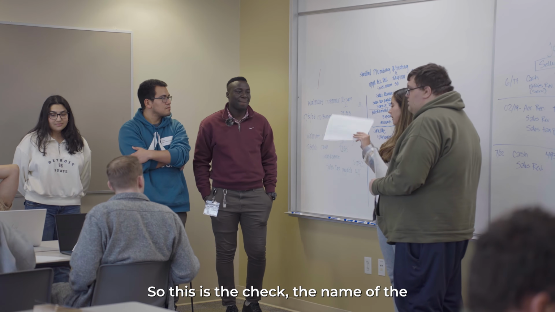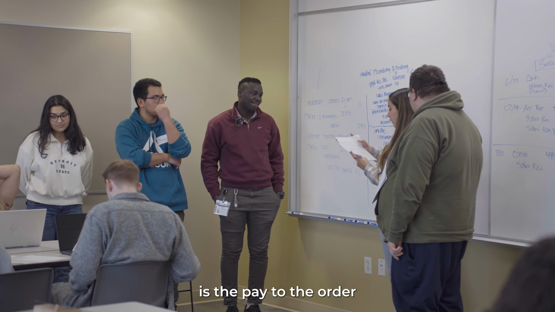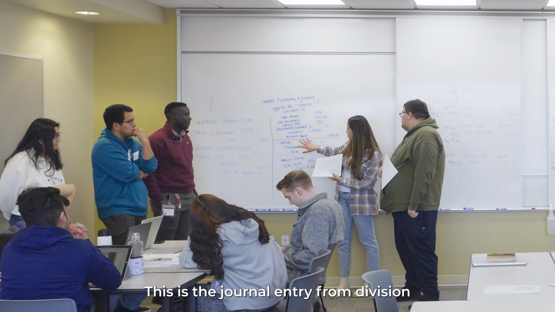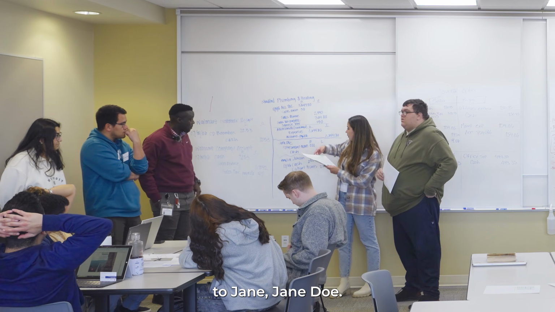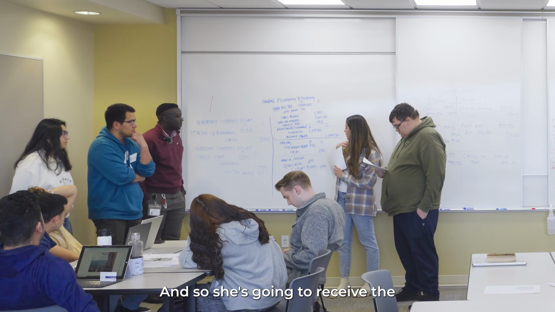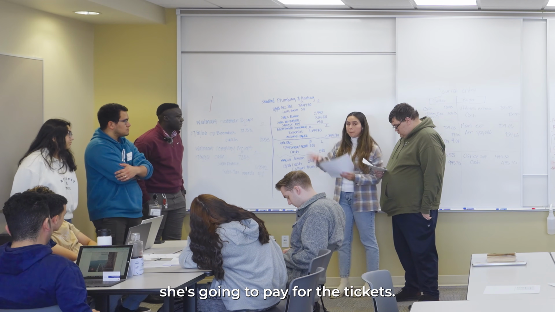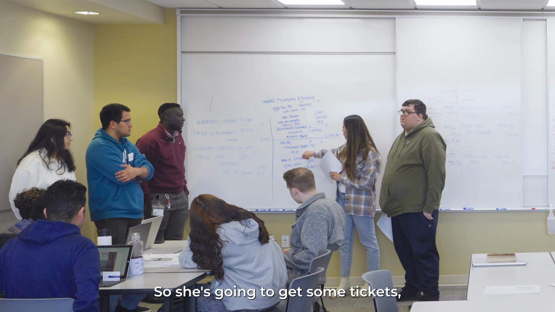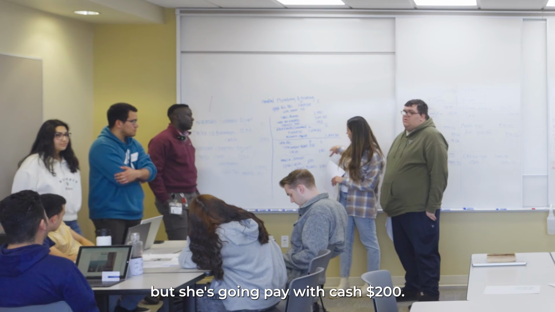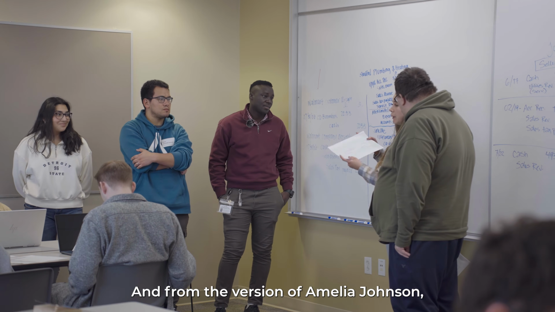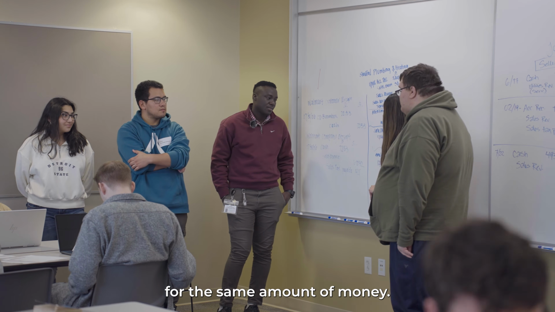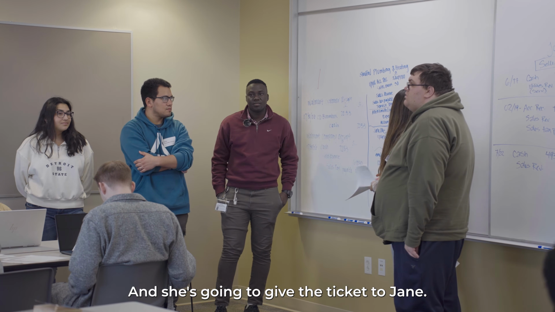So this is the check. The name on it is, pay to the order of Amelia Johnson. This is the journal entry from Division 2, Jane Doe. She's going to pay for the tickets. So she's going to get some tickets, but she's going to pay with cash, $200. And from the division of Amelia Johnson, who is going to receive the money, she's going to receive cash for the same amount of money, and she's going to give the tickets to Jane.